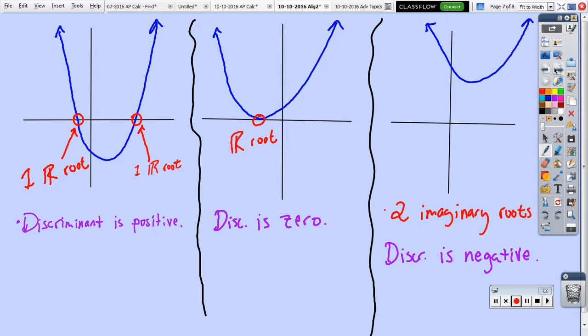When I say the word root, it has the same meaning as when I say the word zero, which has the same meaning as when I say the word solution. So zeros, roots, and solutions are all synonymous.